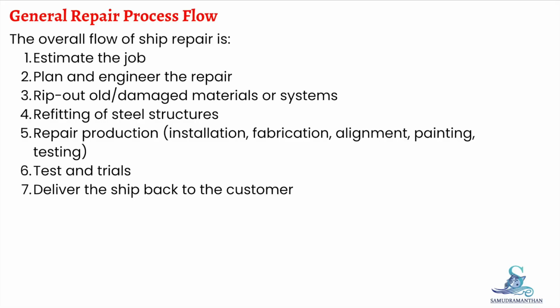General repair process flow. The overall repair process usually follows a clear sequence. The typical repair process flow is: estimate the job, plan and engineer the repair work, rip out old or damaged systems and structures, refit steel structures, repair production including fabrication, installation, ballasting, blasting, painting and equipment work, test and trials to confirm everything is fully functional, and deliver the ship back to the owner. This workflow ensures that both simple and complex ship repairs are completed systematically and efficiently.